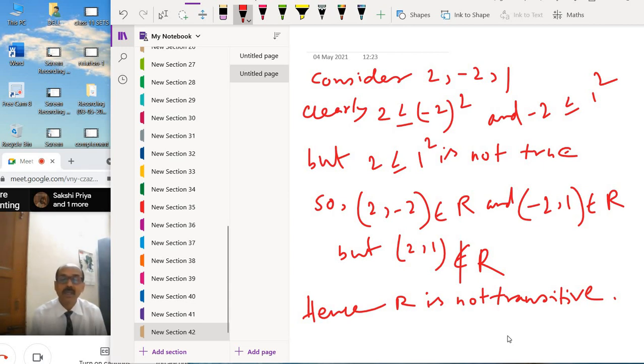Reflexive, then symmetric, then transitive. So it is neither reflexive, nor symmetric, nor transitive. So we can say R is not an equivalence relation. If all three are satisfied, that is reflexive, symmetric and transitive, then we can say it is an equivalence relation. So here R is not an equivalence relation.